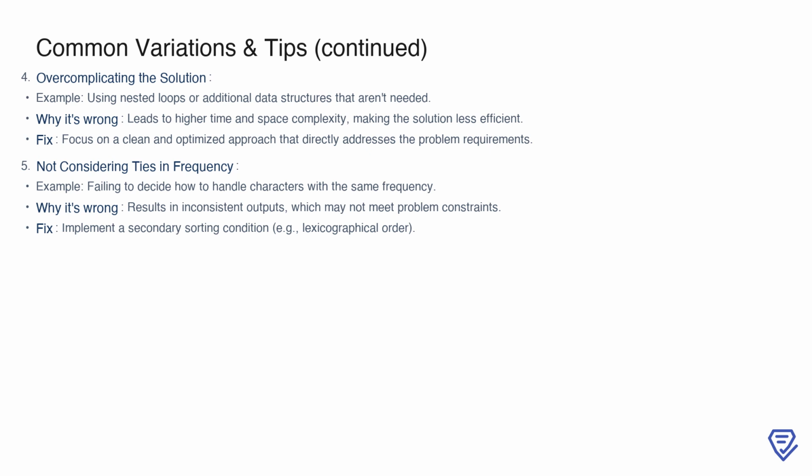Also, it's vital to consider how to handle ties in frequency. If two or more characters have the same frequency and you don't specify a way to resolve these ties, the output may become inconsistent, potentially violating the problem's constraints. A good fix is to implement a secondary sorting condition, such as sorting characters with equal frequencies in lexicographical order. This ensures that your solution is both predictable and correct.